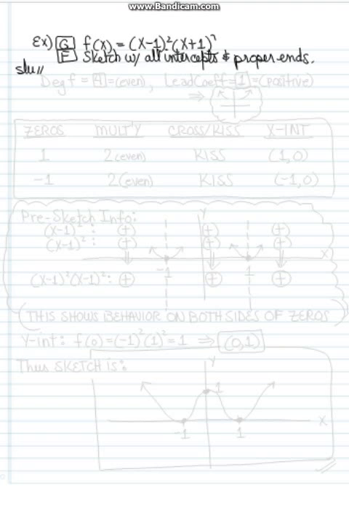Given the function f of x equals (x minus 1) squared times (x plus 1) squared, find the sketch with all intercepts and the proper ends. Okay, let's just zip through this quickly.